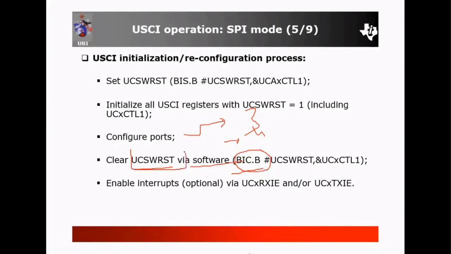This UCSWRST bit, I already told you yesterday in control registers. Those who were not present yesterday can go and refer to the video lectures and then you can understand. The next step is to enable interrupts via UCxRXIE and UCxTXIE. SPI mode supports two vector interrupts, one for transmission and another for reception.